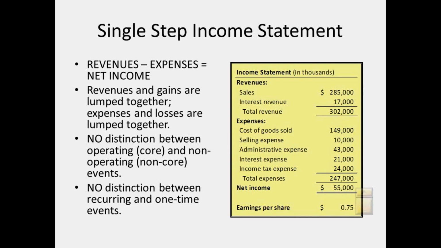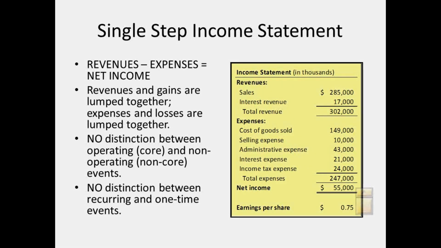So the single-step income statement just says, look, there are all these inflows of assets, and there are all these outflows of assets. Let's pool together all the revenues and the gains and put them as pluses, and all the expenses and losses, put those as minuses, and then the net is income. We don't really care about anything other than just putting together things that are either increasing income or decreasing income.